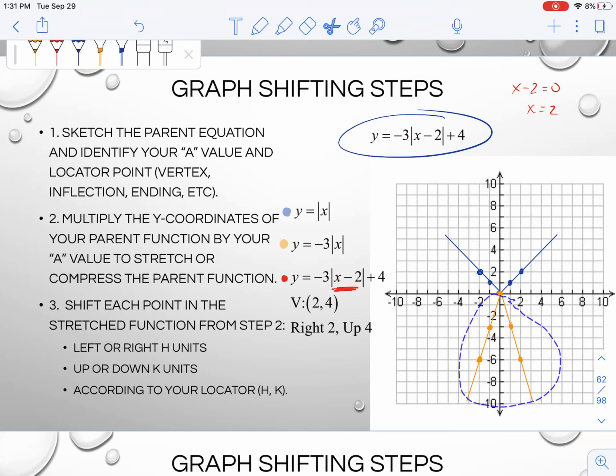All right, so we're going to take, in red, 2 to the right and up 4. My vertex is going to be at (2, 4). We're going to have points here, here, here, and here, giving me a graph. It's going to look something about like this.